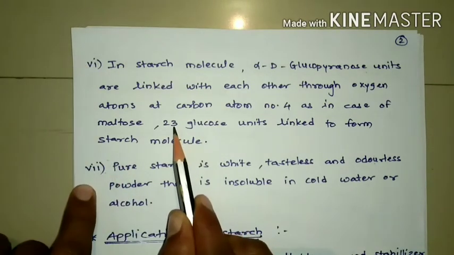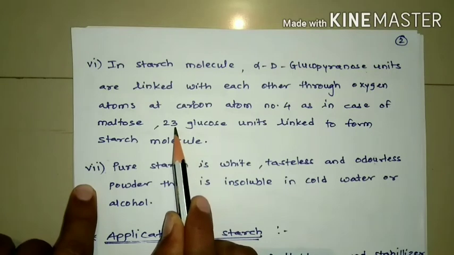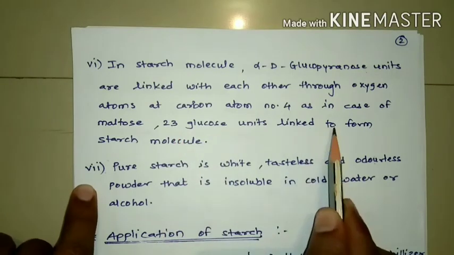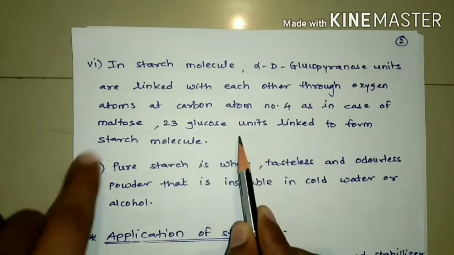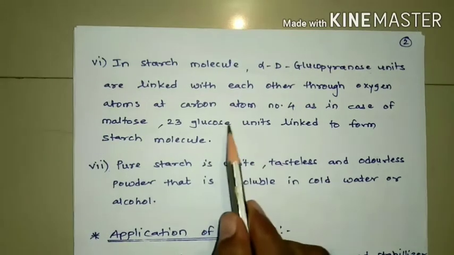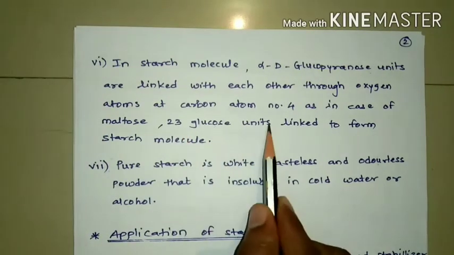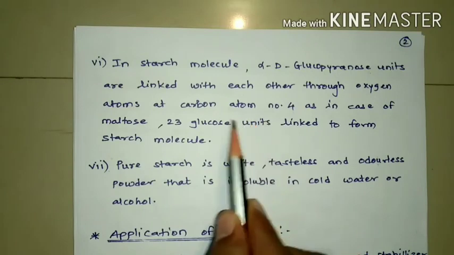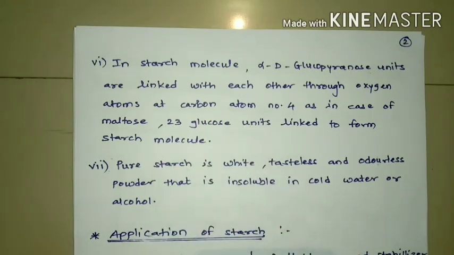And a very important thing is 23 glucose units are linked to form the starch molecule. That means when the starch molecule is formed, 23 glucose units are compulsorily present in the starch molecule.